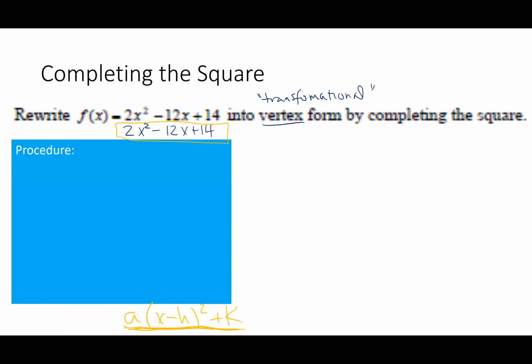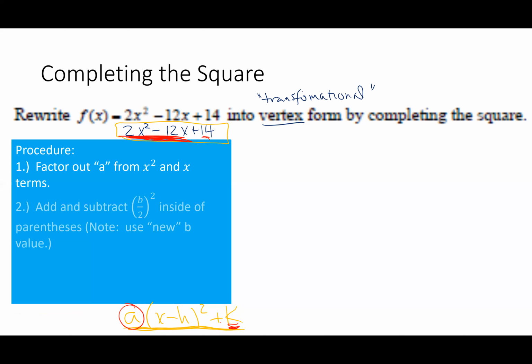Okay, so here's our procedure. Right out of the gate, I'll tell you right now, this a value is going to be the thing I'm going to deal with first. So we're going to factor an a out of the quadratic and the linear terms, not the constant term. If you notice that, we kind of want the constant just hanging out here. So let's factor the a out of those first two terms.